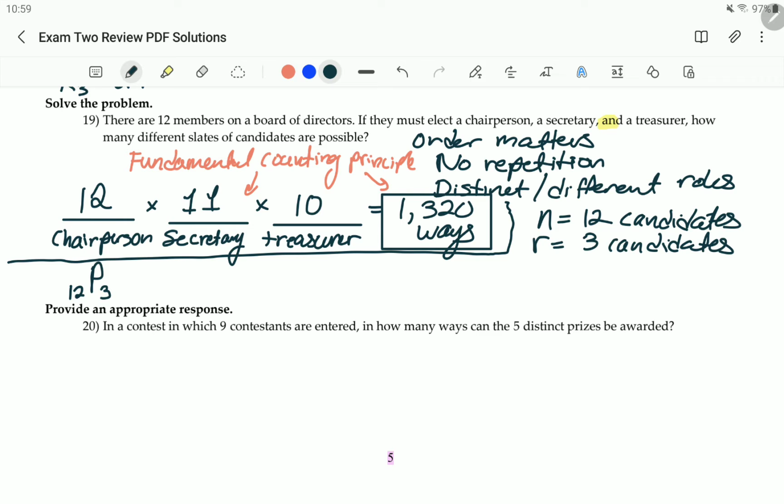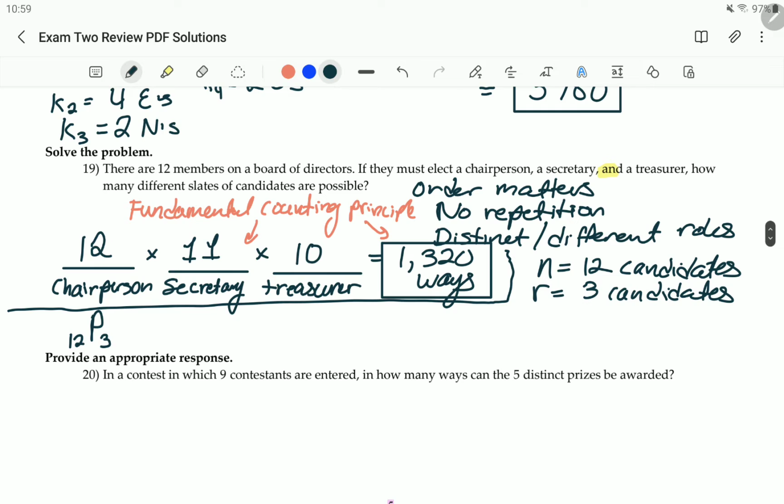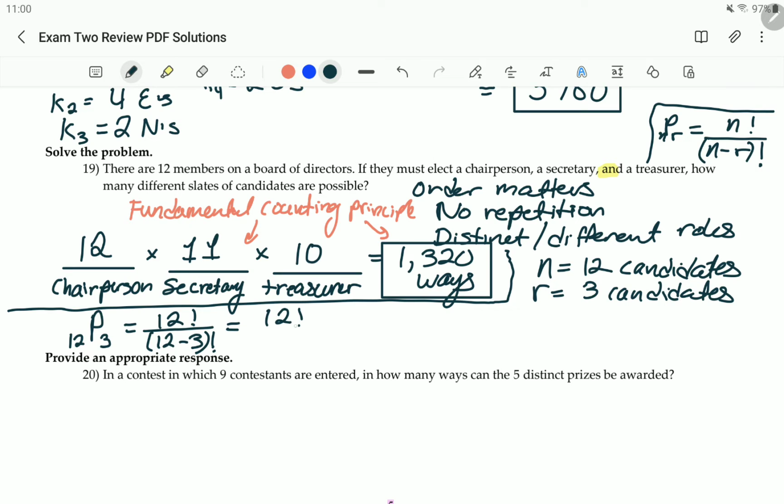And we're using the permutation formula. Matter of fact, where can I write the permutation formula? I'm going to write the permutation formula up here. That is n factorial divided by n minus r, the entire quantity, factorial. So that's going to be 12 factorial divided by, in parentheses, 12 minus 3 factorial. And my denominator, 12 minus 3 is 9. So that's 9 factorial.